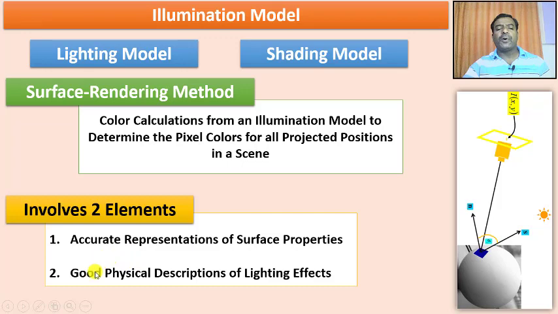The second important element is a good physical description of the lighting effect. I have a surface and I am going to have a light source. The light source will emit light rays which will be incident on the surface, and we need to know what the surface does. All this description should happen. I should tell what properties the surface has, and the light has its own properties. These are the two important elements we need to bring into the picture when talking about the illumination model.